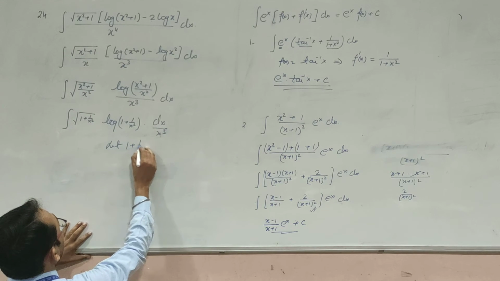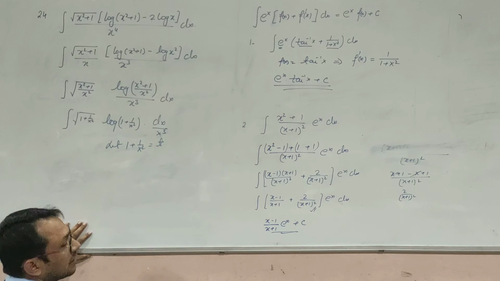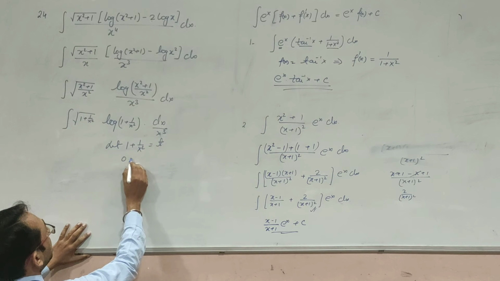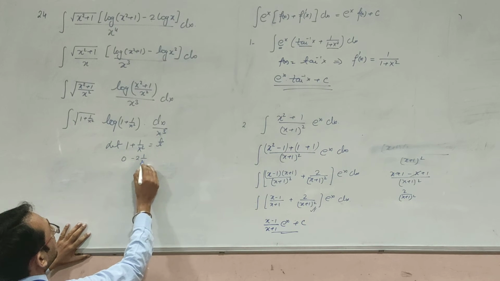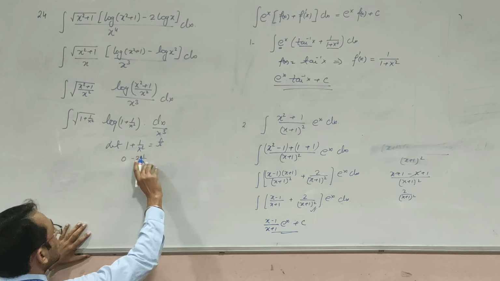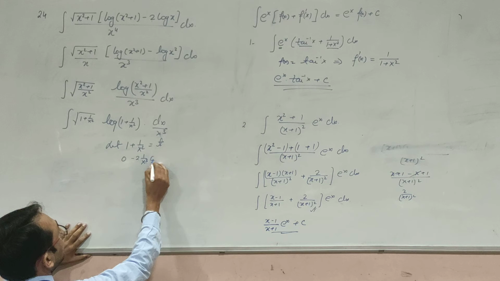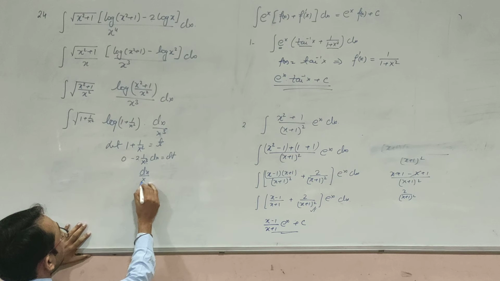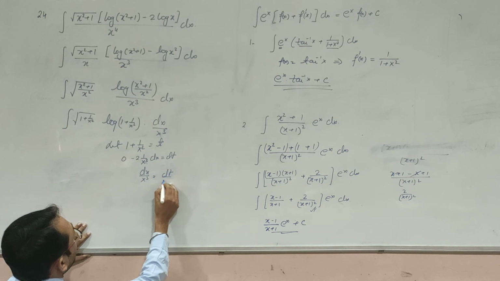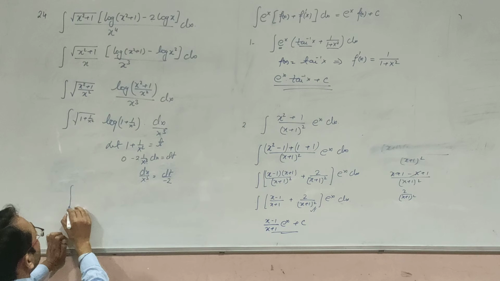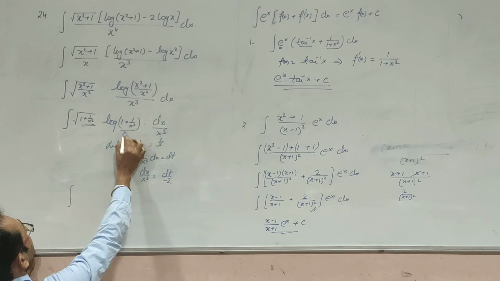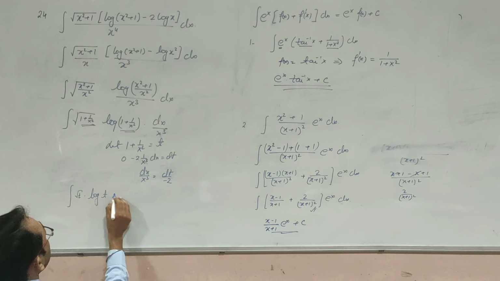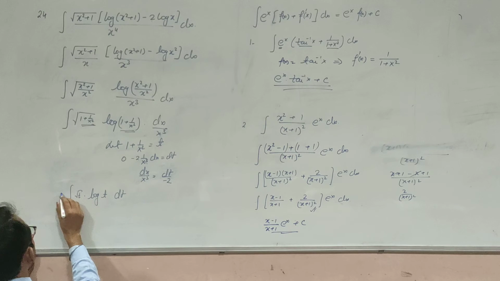Now what I could do, I'm supposing let 1 plus 1 upon x square as t. So the differentiation of 1 will be 0 and x to power minus 2 will be minus 2 upon x cube, or x to power minus 3 it was supposed to come, so dx upon x cube equals dt upon minus 2. Let us put, we have supposed this as t as well as this as t. So root t into log t dt upon minus 2 I am writing.